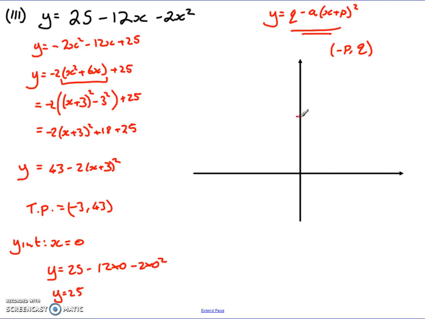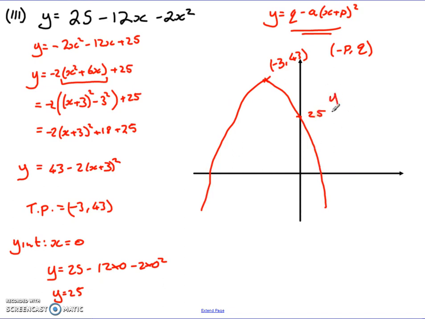So mark that on, so there's my 25 there. Mark on my turning point, negative 3 comma 43, and then all I need to do now is fill in all the gaps. So I can fill in the graph coming off down here like this, and coming off down here like this. Yes, it's got roots, but that doesn't mean this doesn't help me to sketch it a lot easier. It lets me get the turning point and the y-intercept and sketch it on without having to use the quadratic formula to find the two roots and then average them out.